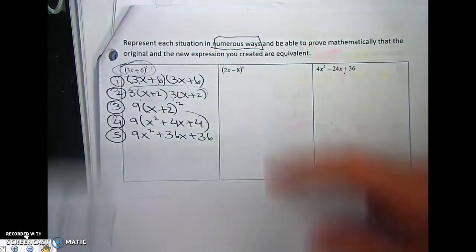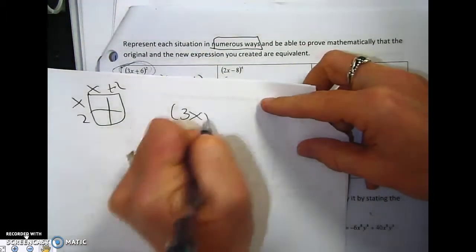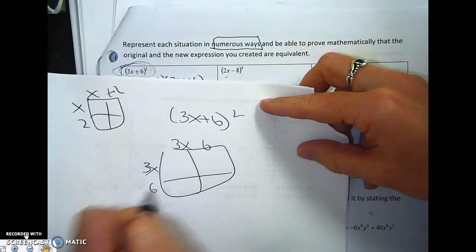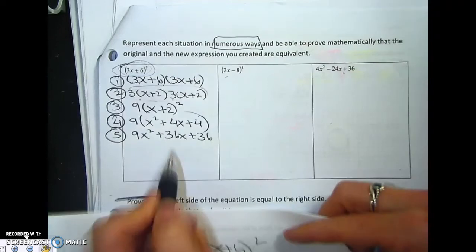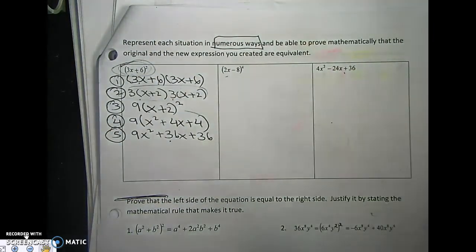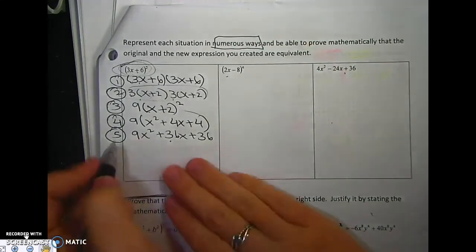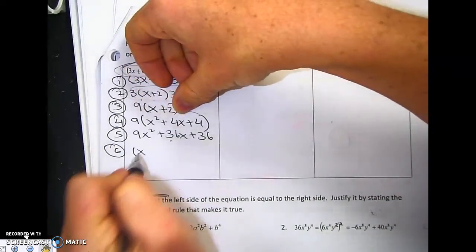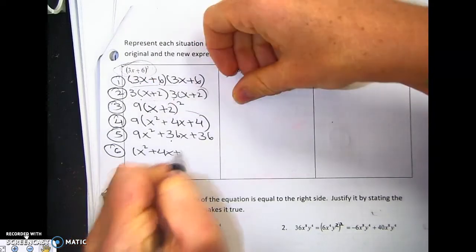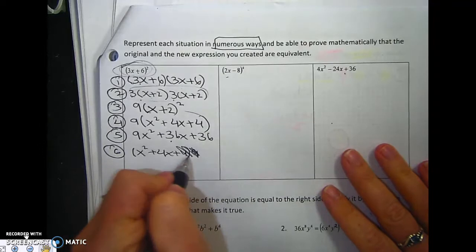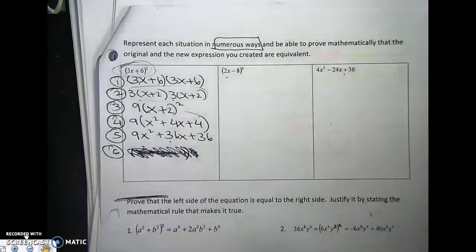Now, if I would have originally boxed 3x plus 6 squared, I would have gotten 9x squared plus 36x plus 36. Okay? So your goal, and there's probably more ways that you could do this. Now, I will say that a way that is not going to work is if you took number 4 and you just put the 9 on the right side. That's not going to be the same thing. So be careful about giving me a multitude of ways. It has to actually count.